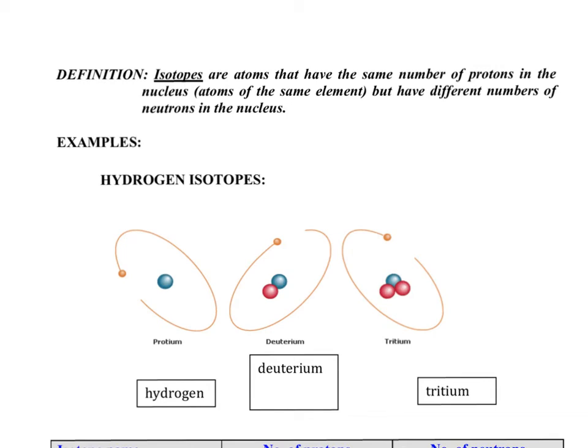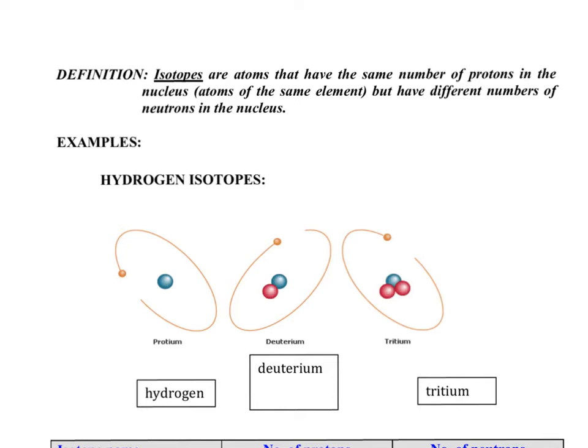In this video clip, we're going to explore the concept of isotopes. Now, isotopes are atoms that have the same number of protons in the nucleus. So that means they are atoms of the same element, but they have different numbers of neutrons in the nucleus. So that means that albeit that they have the same number of protons, they have the same atomic number, their mass number will be different.